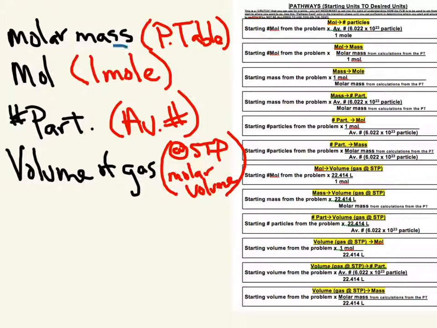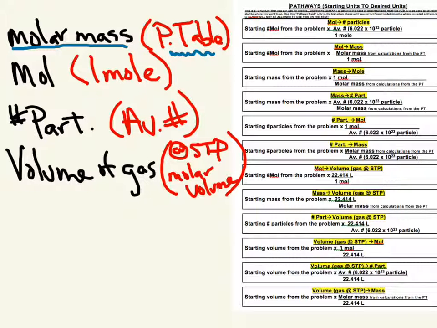Okay, we've got molar mass. You know from your previous discussions that molar mass is something you derive from the periodic table. It is the mass of 1 mole of a substance. So anytime you're dealing with a mass measurement of any sort, whether you're going to or from, you know that you have to somehow derive that information from the periodic table.